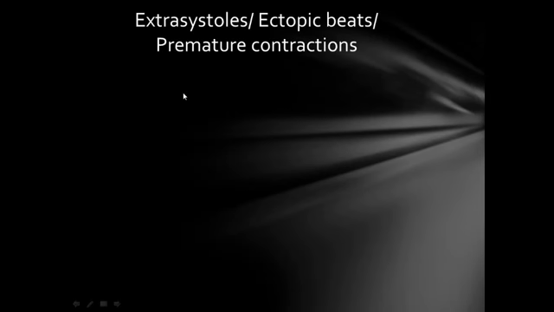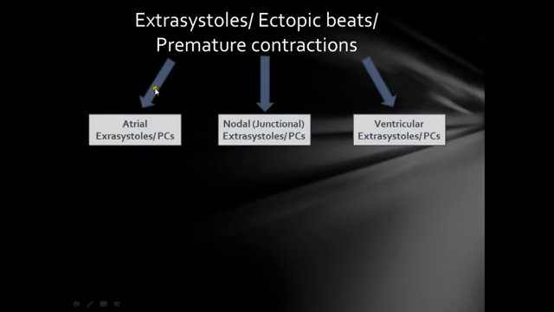They are classified into three main categories. The first is atrial extrasystoles, or premature contractions, originating from the atria. Nodal or junctional extrasystoles, originating from the AV node. And ventricular extrasystoles, originating from the ventricles.